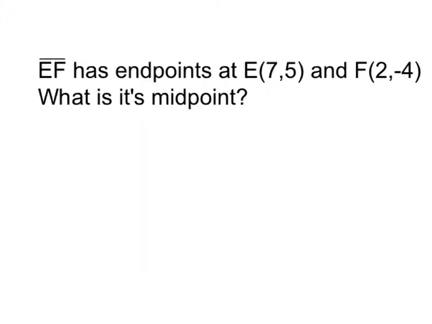Line segment EF has endpoints at 7, 5 for E and 2, -4 for F. What we first want to remember is the smaller x value is always our quote-unquote first point, because we read lines from left to right, line segments from left to right on the coordinate plane. That's just how we read them. So this is actually going to be x1 and y1, which makes this x2 and y2.